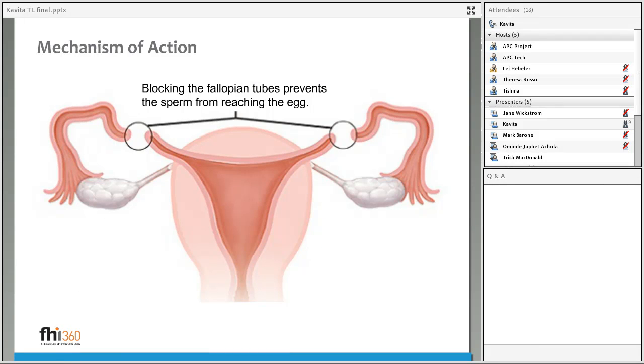In terms of the mechanism of action, when the tube is either occluded or part of the tube is removed, sperm is not able to reach the egg.